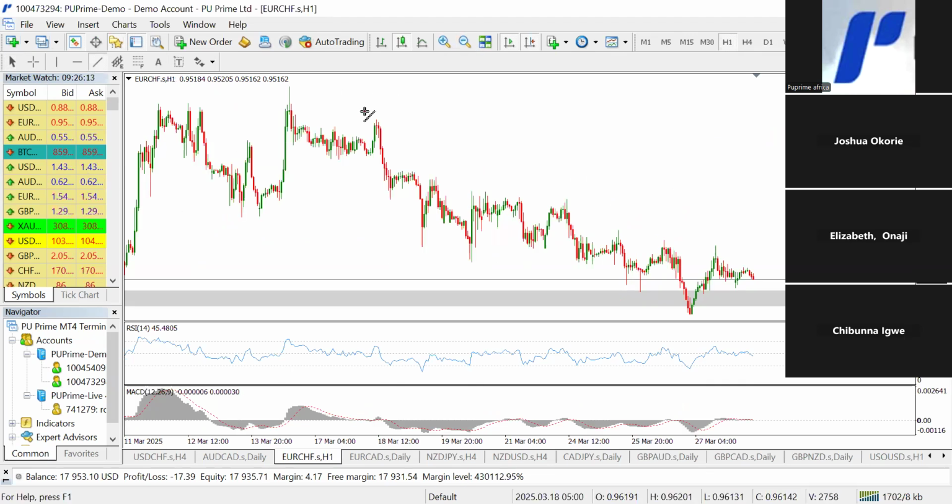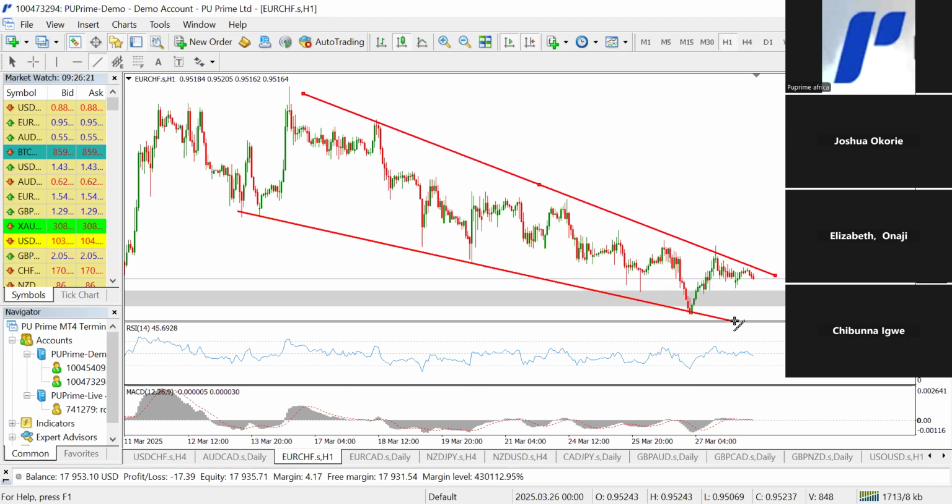And this is what I can see on 1 hour. I can draw my trend line here to form a falling wedge pattern and a second one here. And I'm seeing a shoulder here, a second shoulder, and I'm expecting a breakout. So I'm bullish biased on the Euro CHF. And whenever price breaks out above the trend line, trigger a buy on the Euro CHF.